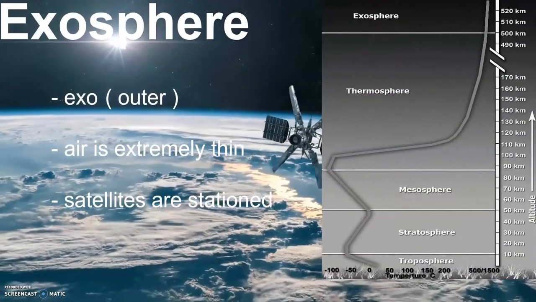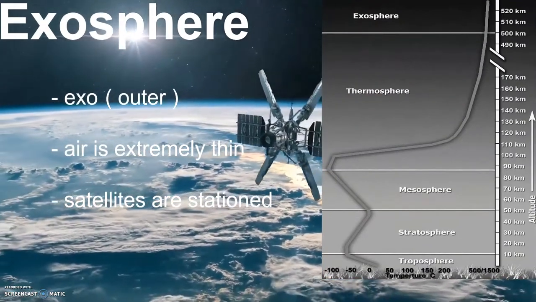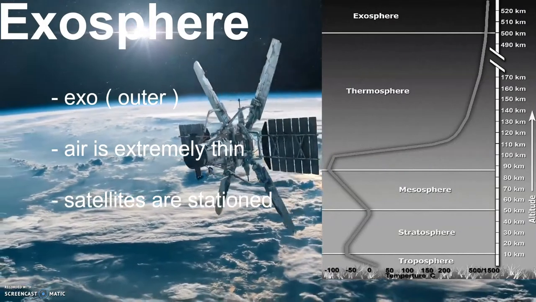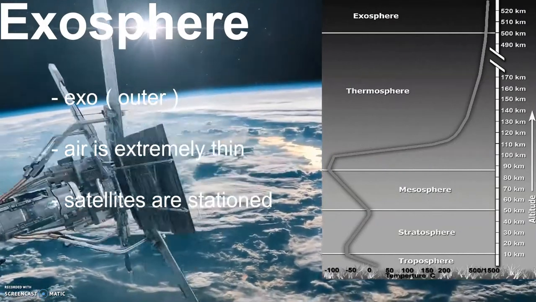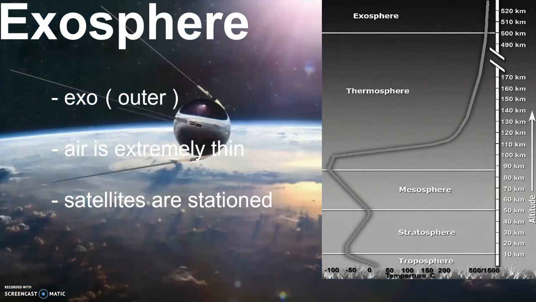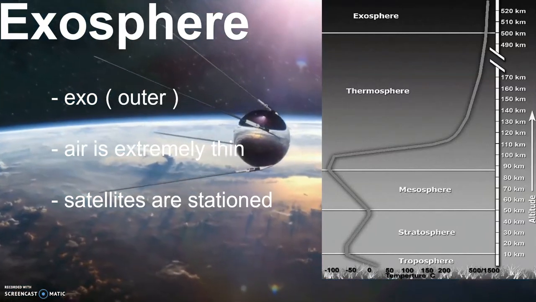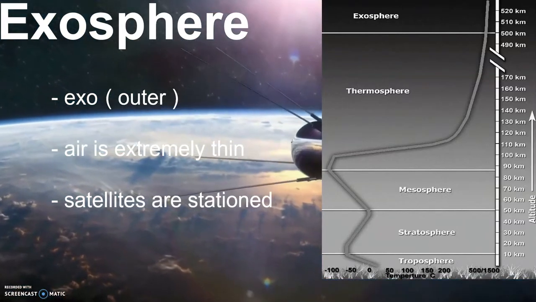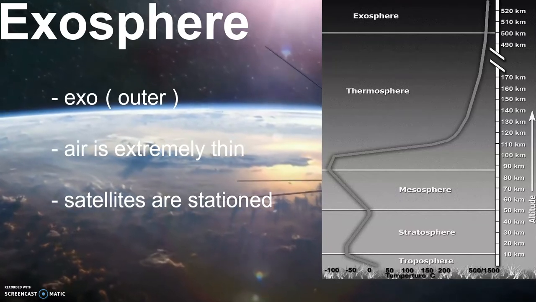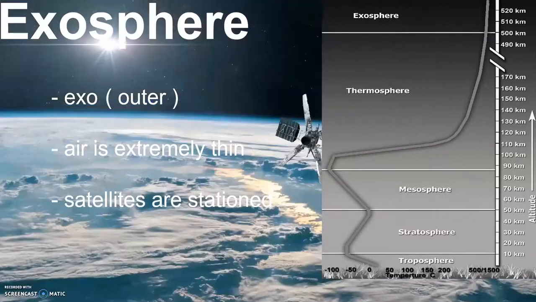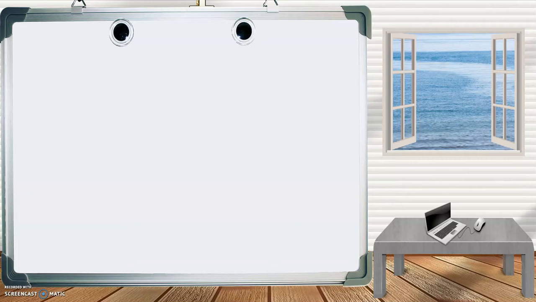Then we have the exosphere. It's from the word exo, means outer. Air here is extremely thin. Satellites are stationed in this layer. And as you can see in the graph, as altitude increases, temperature also increases, just like in the thermosphere. Okay.